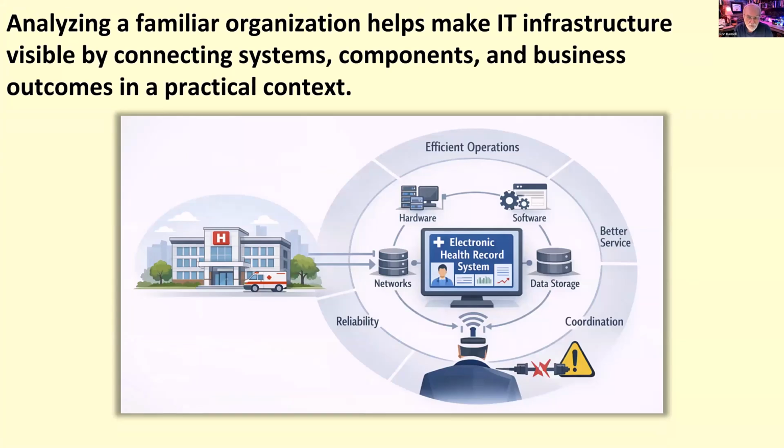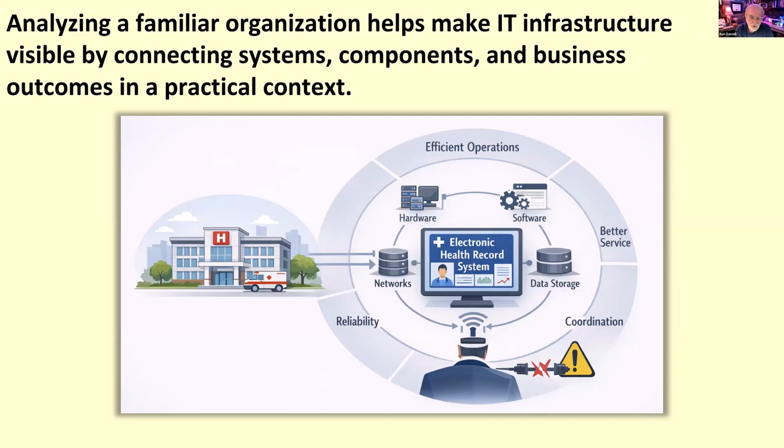Evaluating real organizations reveals how infrastructure supports performance. The assertion here is that analyzing a familiar organization helps make IT infrastructure visible by connecting systems, components, and business outcomes. In this slide, we're looking at the concept from a real organizational setting, and in this case, I think we're talking about a medical situation. One challenge with infrastructure is that much of it operates in the background, so people may not notice it until something fails. By examining a familiar situation, we can begin to see how information systems and infrastructure actually support daily operations and broader organizational performance.